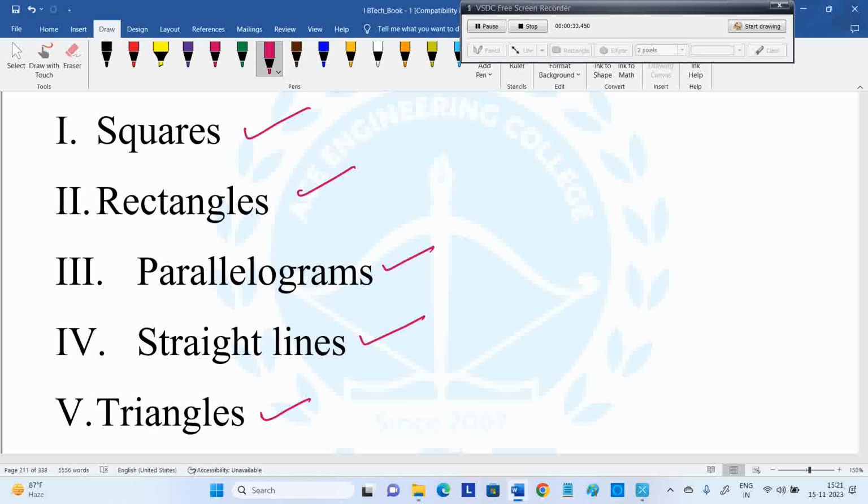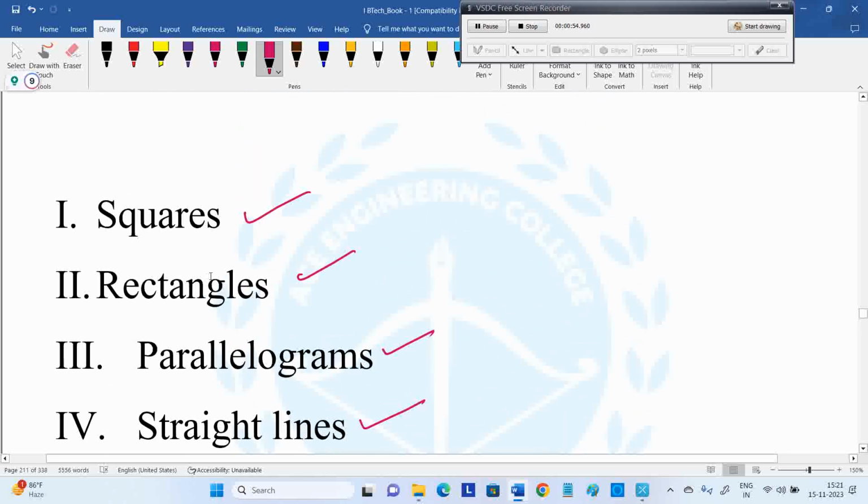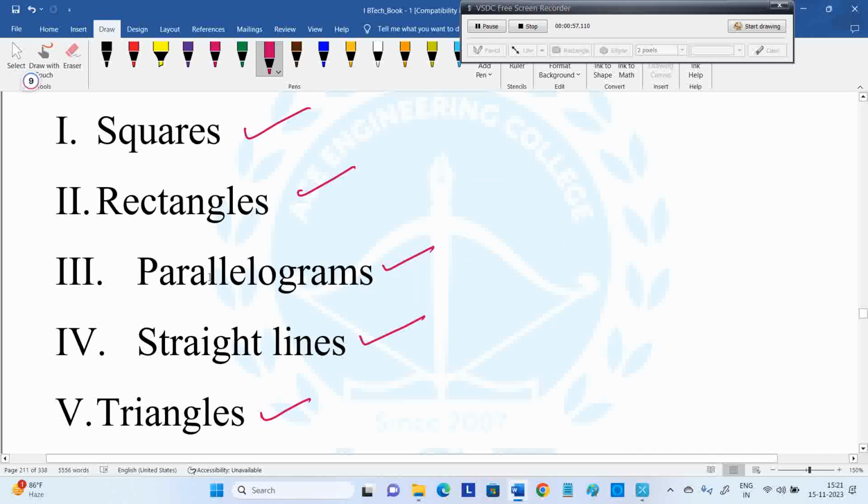In that diagram, they may ask you to count the number of squares, or maybe find the number of rectangles, parallelograms, straight lines or triangles. And they can go for the cubes or blocks concept also. They'll give a diagram and ask how many cubes or how many blocks are in that. These are the 6 different concepts. You need to focus on counting figures.